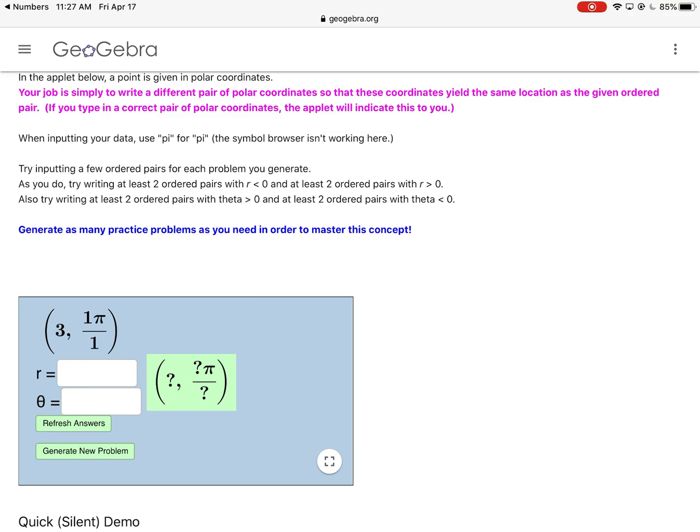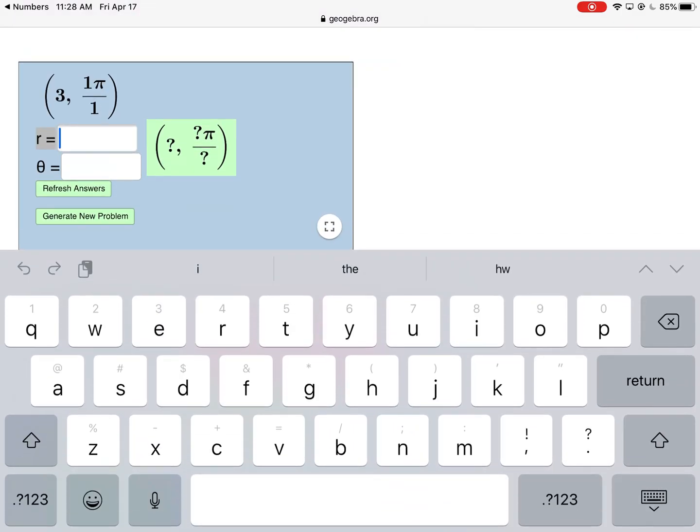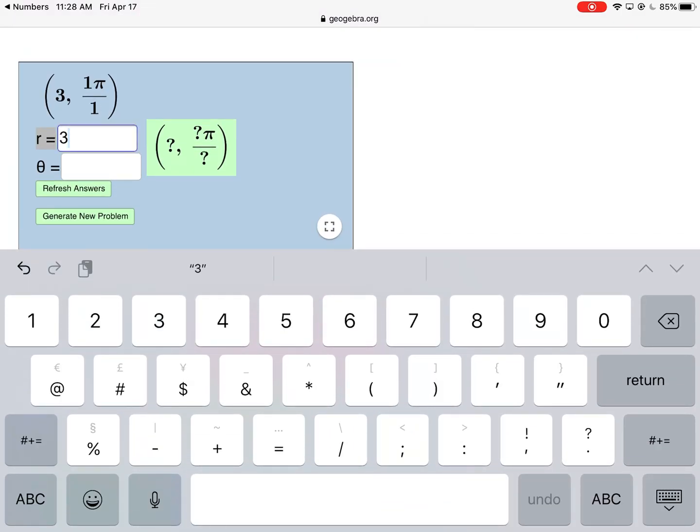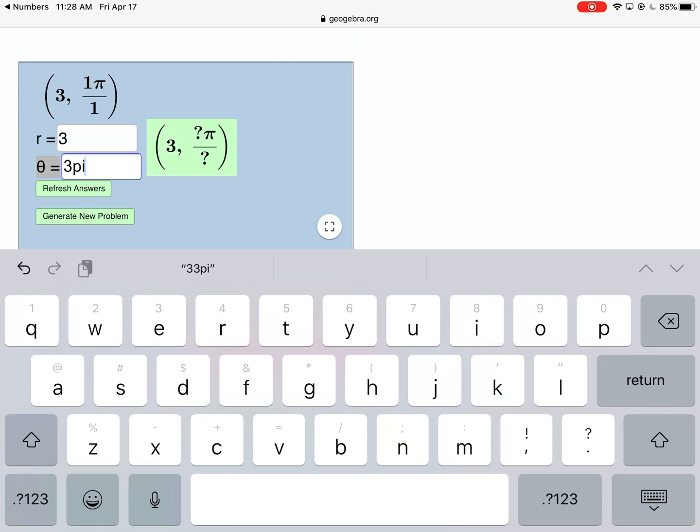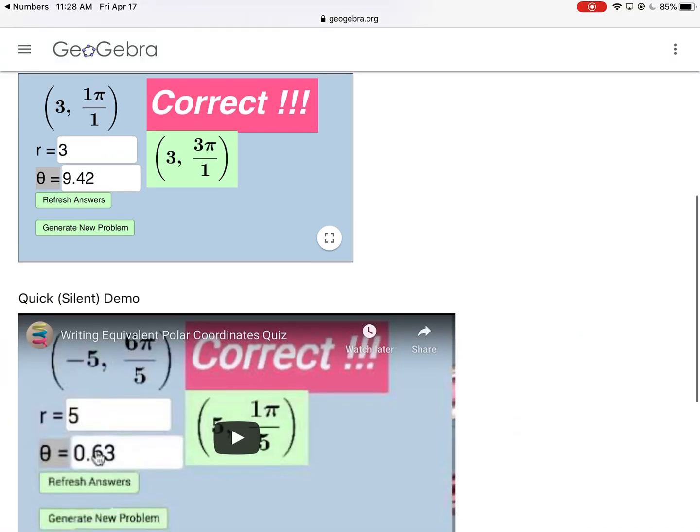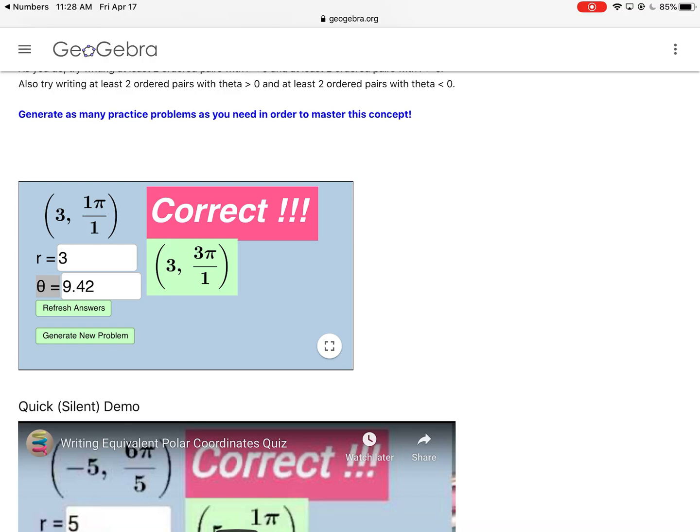Right now we have the point of 3 pi, and I want to be able to express this point with a new set of coordinates, just changing the sign on r or leaving it the same and then adjusting theta accordingly. So we could keep r as positive 3, and then maybe we want to add 2 pi to this. That'll put us at a coterminal angle. So pi plus 2 pi would be 3 pi. Type the word pi. Now don't hit return here. Just get out of your keyboard and notice it tells me that I'm correct.